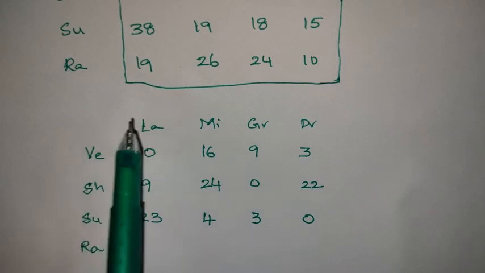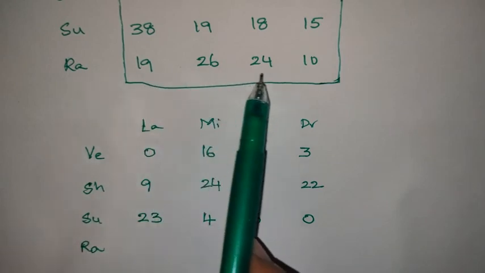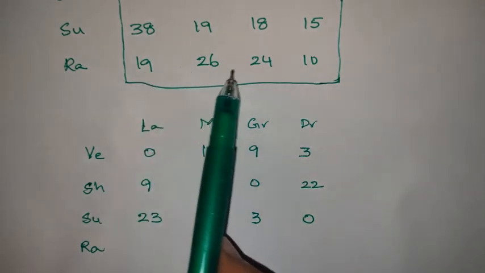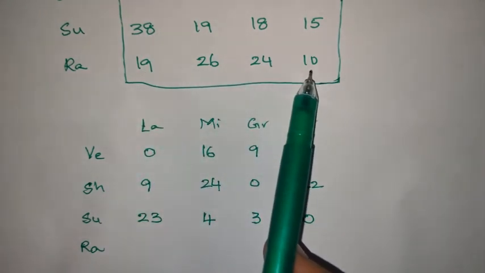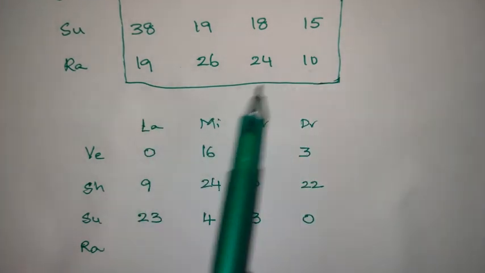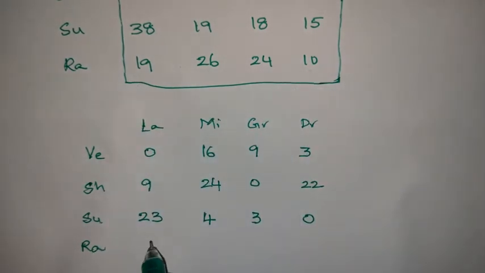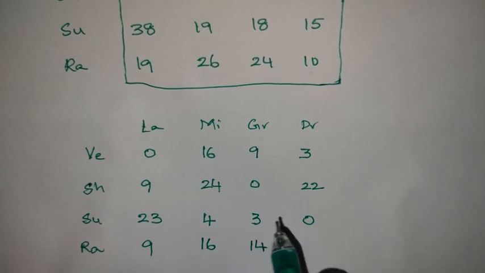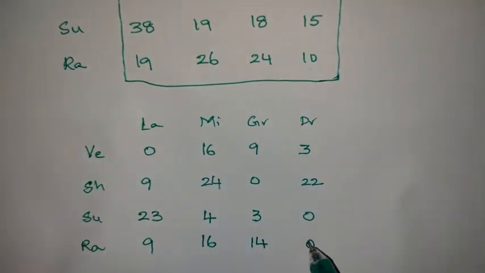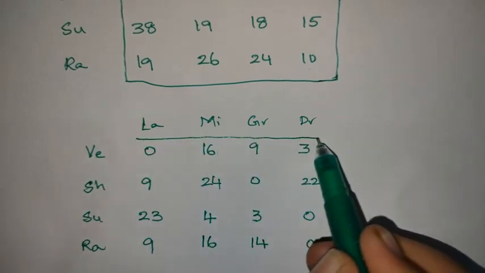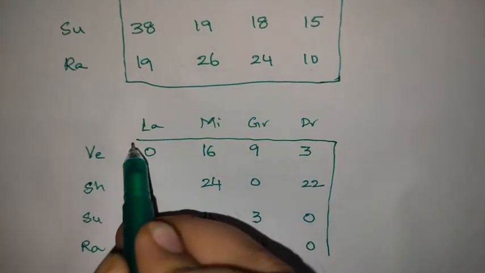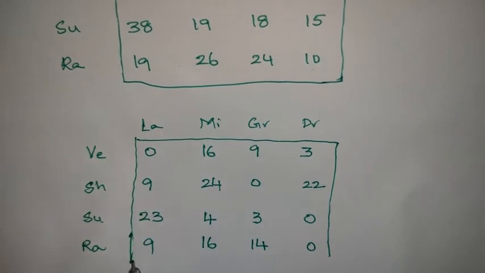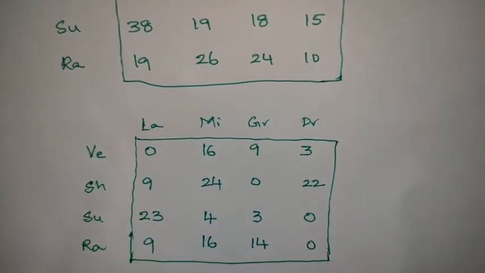And the next one is the fourth row. So in the fourth row, what is the minimum value? In 19, 26, 24 and 10, the minimum is 10. Subtract this one from all the four values. 19 minus 10, 9. 26 minus 10, 16. 24 minus 10, 14. 10 minus 10, 0. So now this is the matrix when we do the row reduction, right?